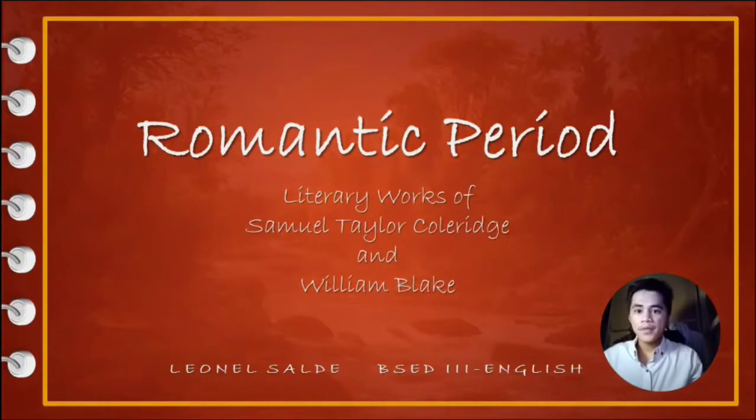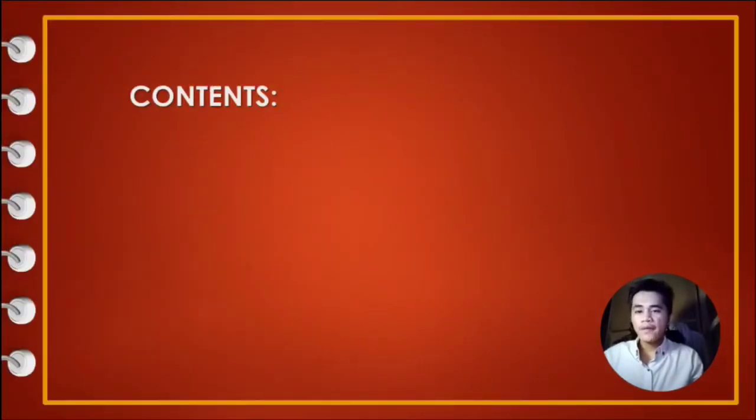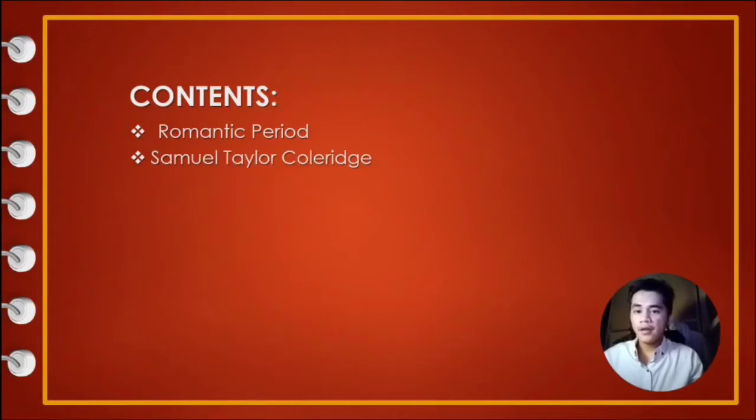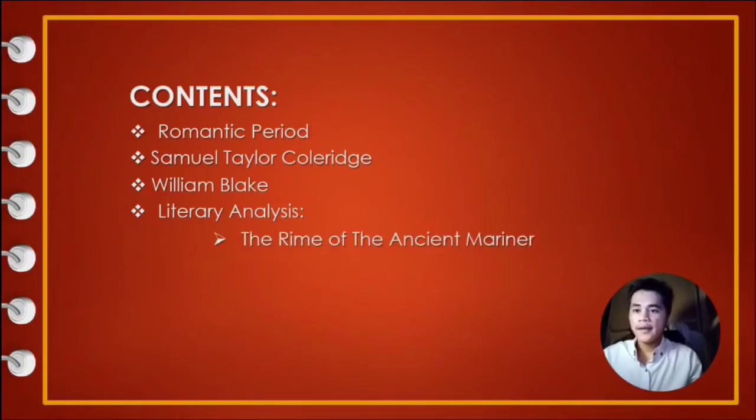In this video, we will have a short discussion about the introduction of Romanticism, the authorship of Samuel Taylor Coleridge and William Blake, and after that, we will have a literary analysis of one of their notable works. For Samuel Taylor Coleridge, we will have The Rime of the Ancient Mariner. And for William Blake, we'll have A Poison Tree.